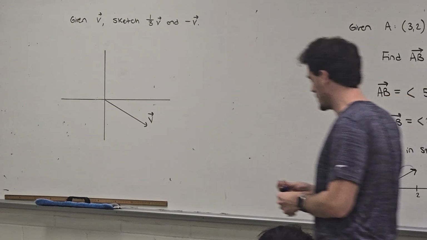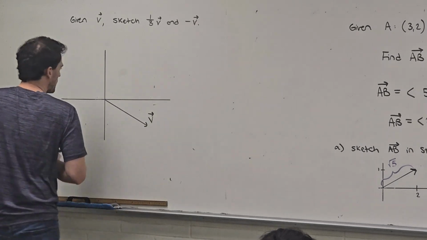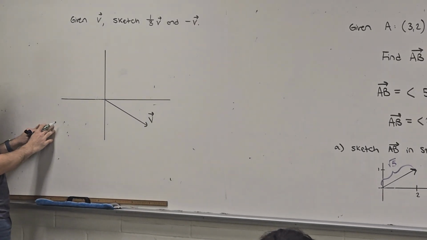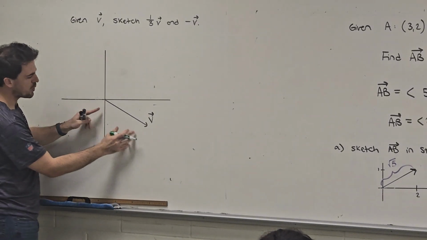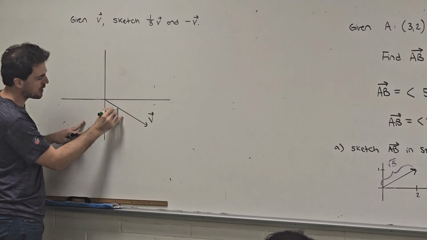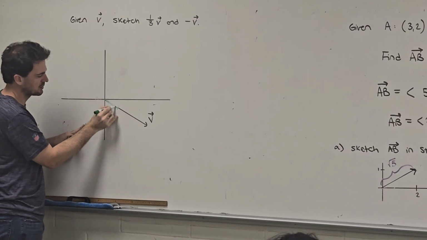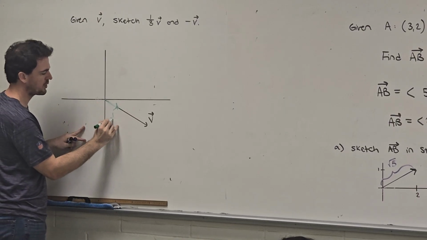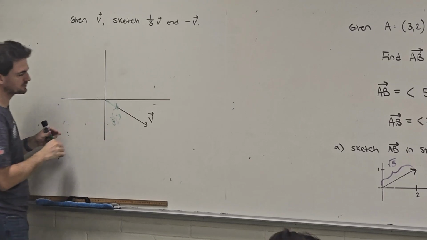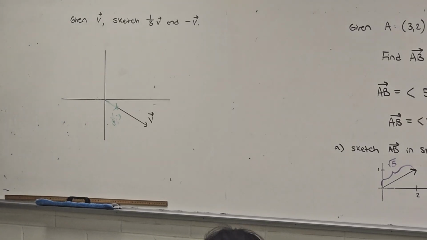Okay, again, so no components. I'm not trying to find the actual components of the vector. I just want a rough sketch that's roughly 1/3 of v. So I just know it points in the same exact direction, just 1/3 of the magnitude.